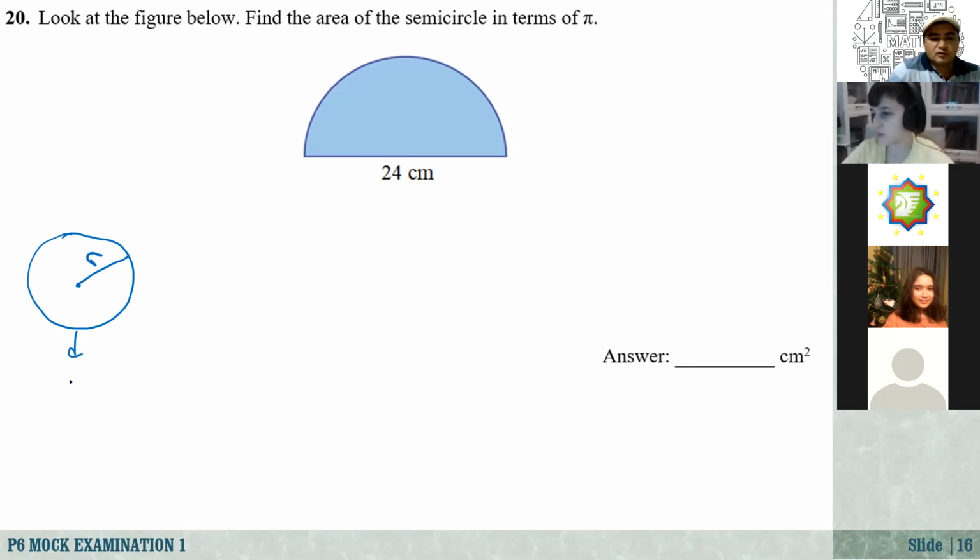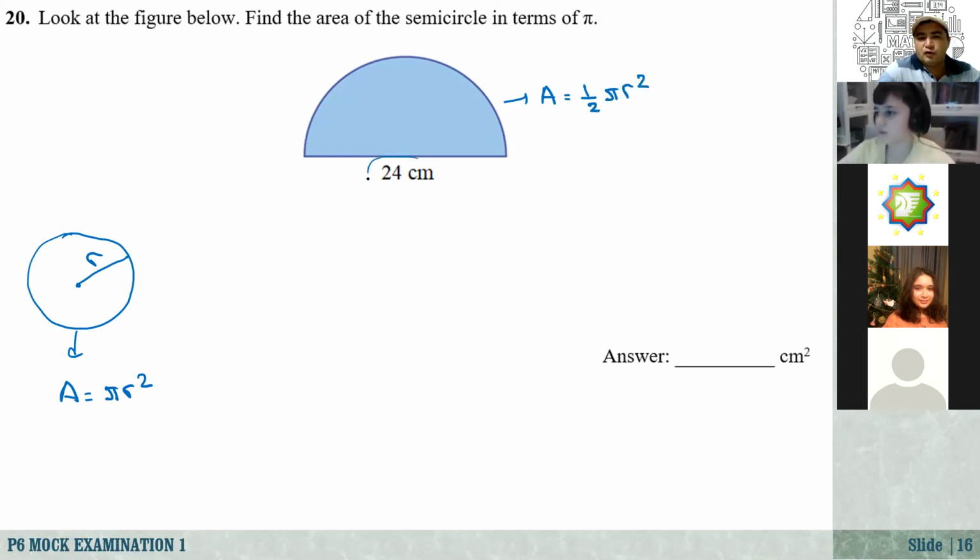If you are given a circle, the area of the circle is pi r squared, right? R is the radius of the circle. And how about if it is a semicircle? So the area of a semicircle is 1 over 2 times pi r squared.